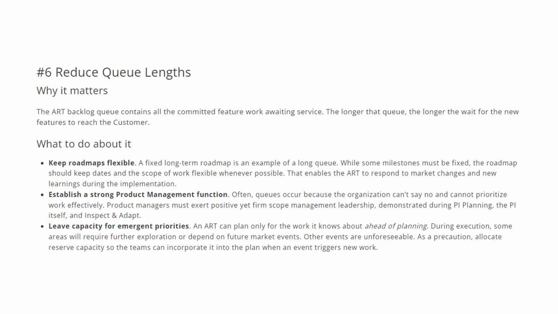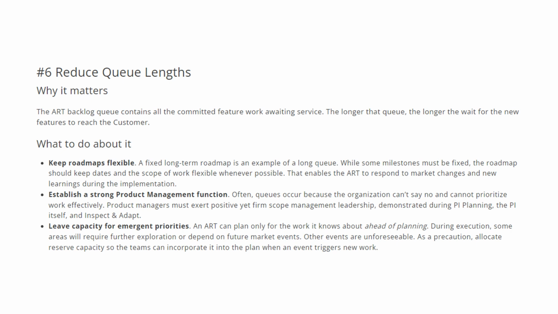Establish a strong product management function. Often, queues occur because the organization cannot say no and cannot prioritize the work effectively. The product managers must exert positive yet firm scope management leadership, demonstrated during PI planning and the PI itself, and inspect and adapt.